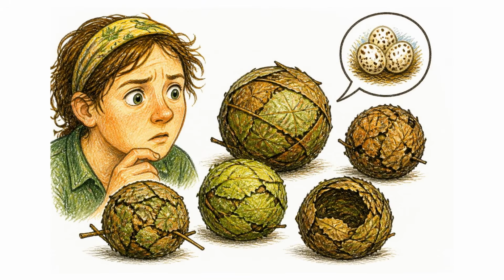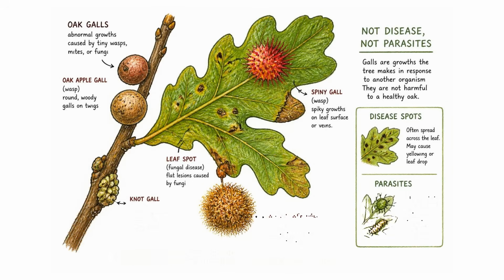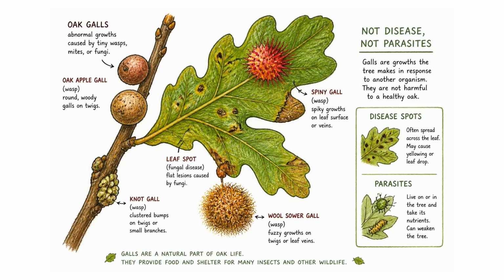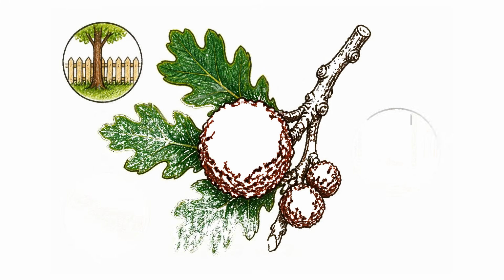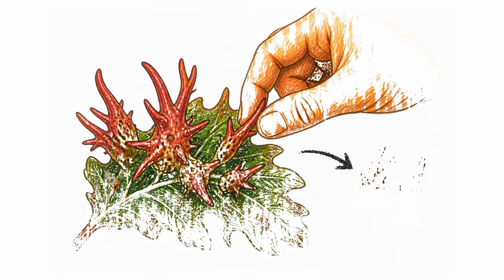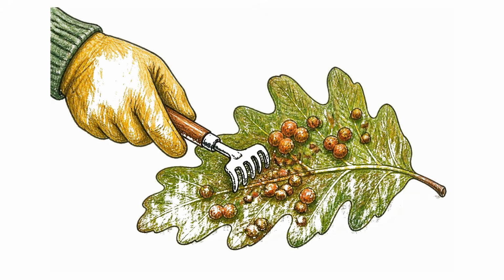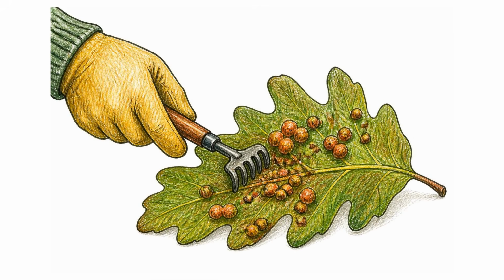These strange balls can look like eggs. They can look like a disease. They can look like parasites attached to a tree that was healthy yesterday. And because they appear on a familiar oak, in a yard, along a sidewalk, or beside a porch, the instinct is immediate. Pick them off. Remove the problem before it spreads. Protect the tree. Clear away the strange growth before whatever made it gets worse.